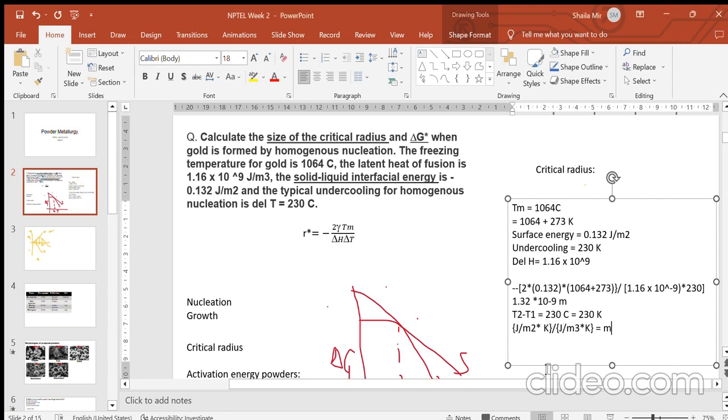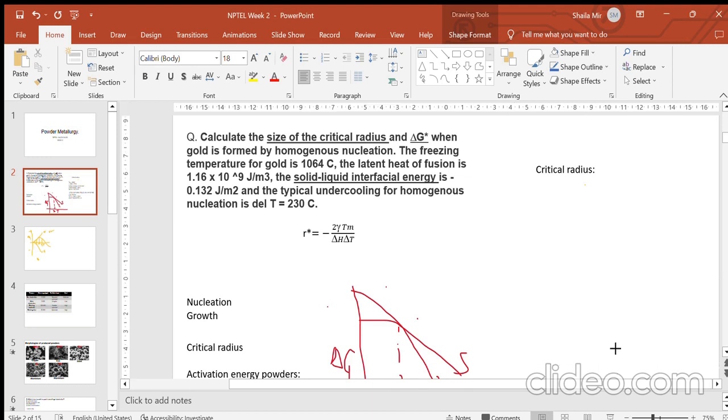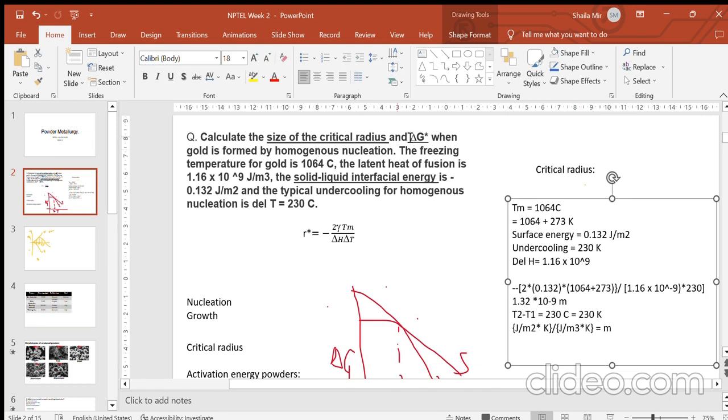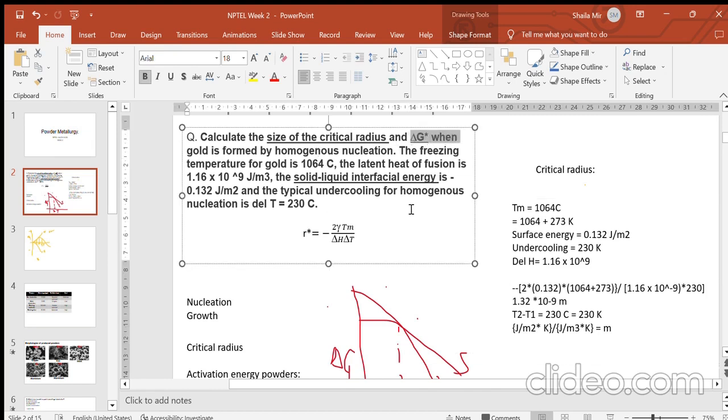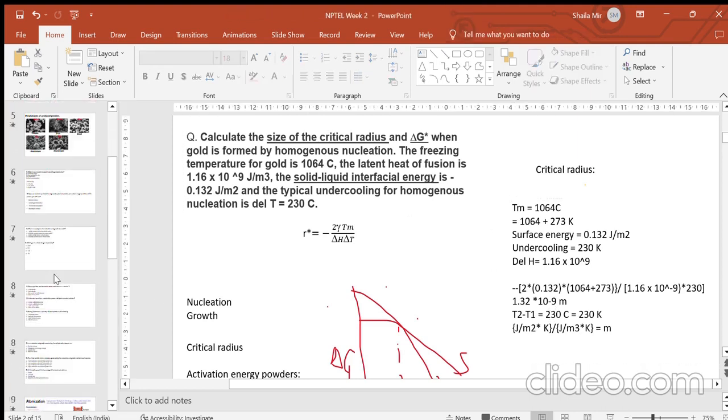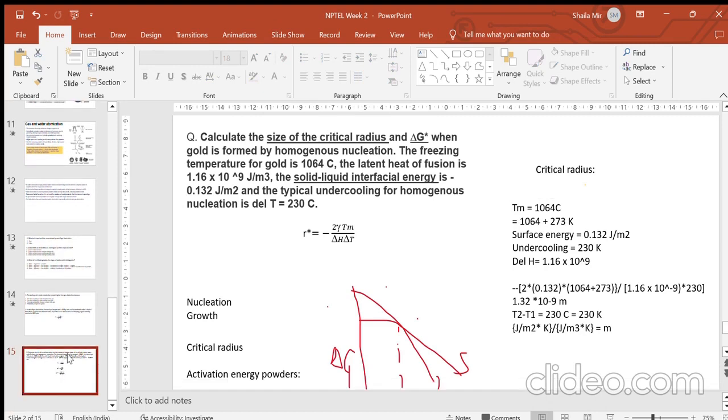Okay, so this is the critical radius of the formation of a gold from a melt, say for example. Now you also have to find the delta G naught. What is delta G? Delta G is the activation energy that is required for the formation of gold particles from the melt. This activation energy is calculated from the formula. I think it will be written here somewhere.